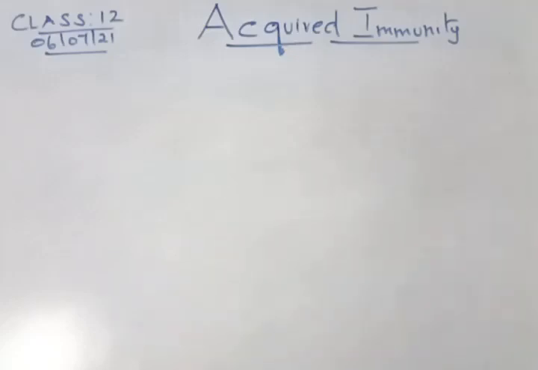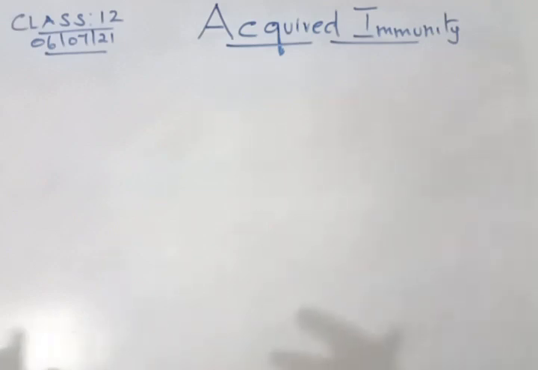In the last class, we were discussing immunity and we studied innate immunity, what innate immunity is and what its different types are. And in today's class, we are going to discuss acquired immunity and its components.